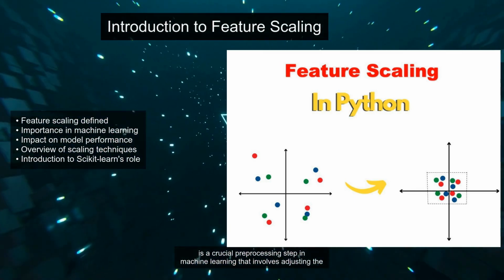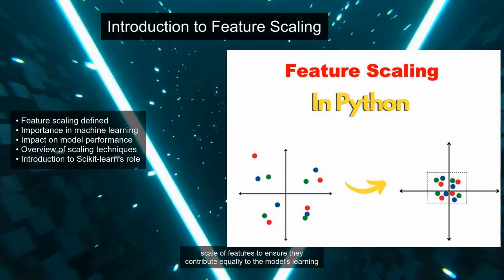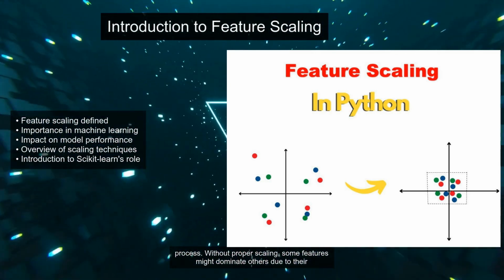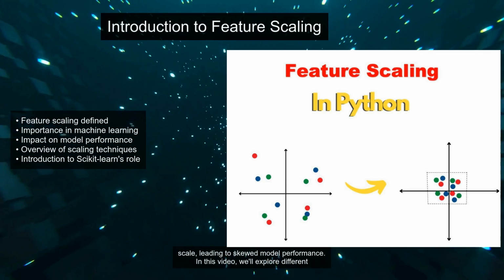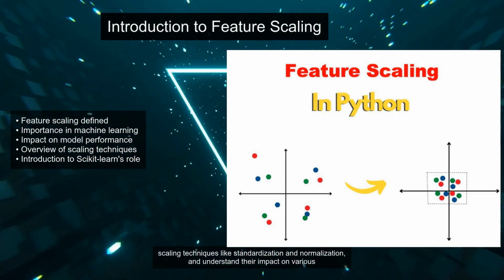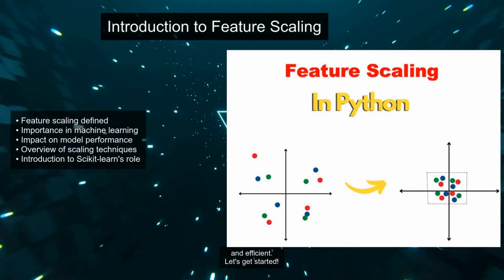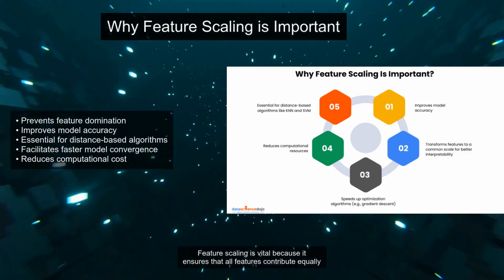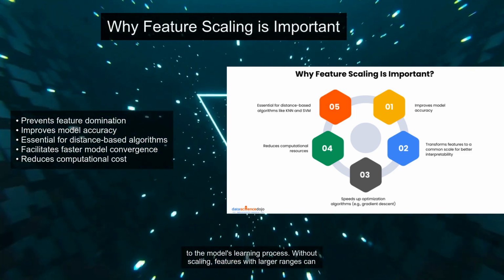Feature scaling is a crucial pre-processing step in machine learning that involves adjusting the scale of features to ensure they contribute equally to the model's learning process. Without proper scaling, some features might dominate others due to their scale, leading to skewed model performance. In this video, we'll explore different scaling techniques like standardization and normalization, and understand their impact on various algorithms. We'll also dive into Scikit-learn's tools that make feature scaling straightforward and efficient. Let's get started.